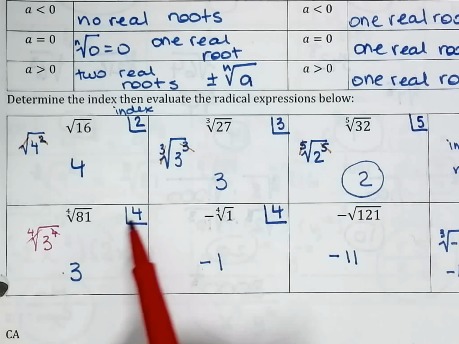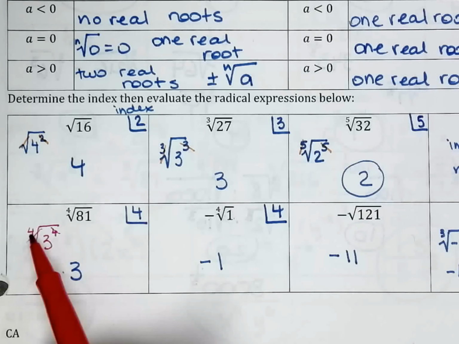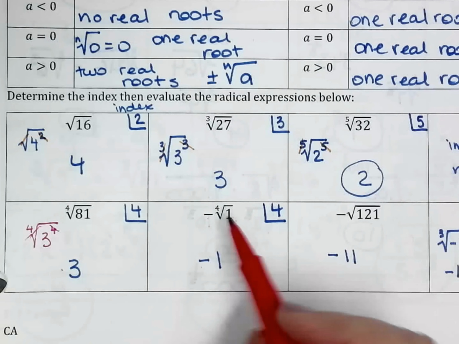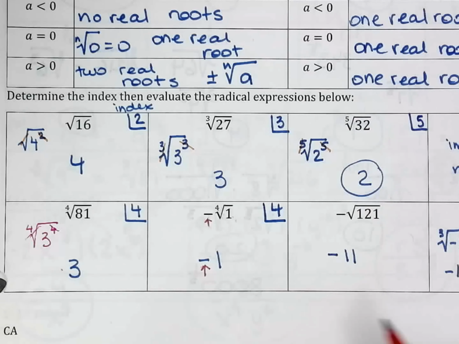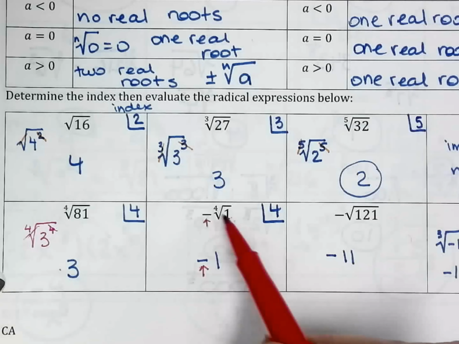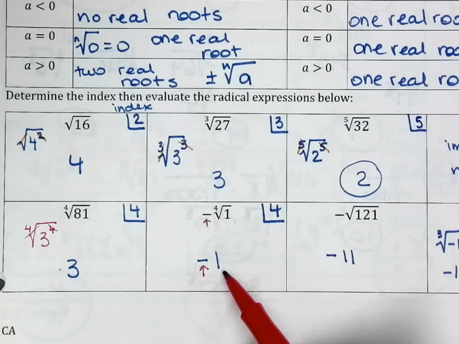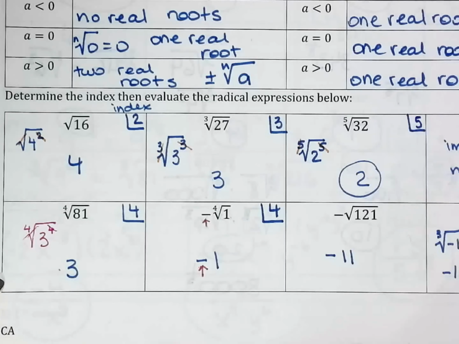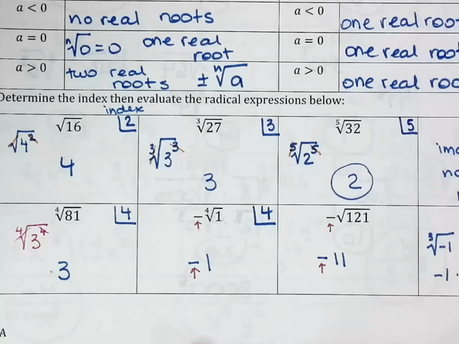Here the index is 4. To get 81, it's 3 to the 4th power. Index and exponent are the same, so they simplify down to 3. Now, this negative stays; that doesn't disappear. I know that 1 to the 4th power is 1. In this case, index and exponent are the same, so that simplifies down to 1. This negative is this negative. Same thing here.